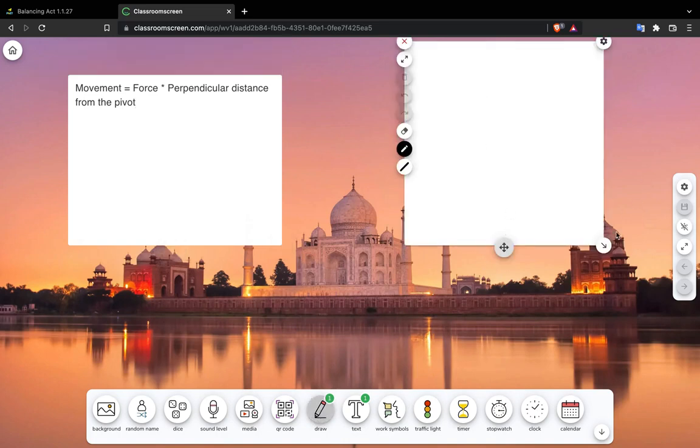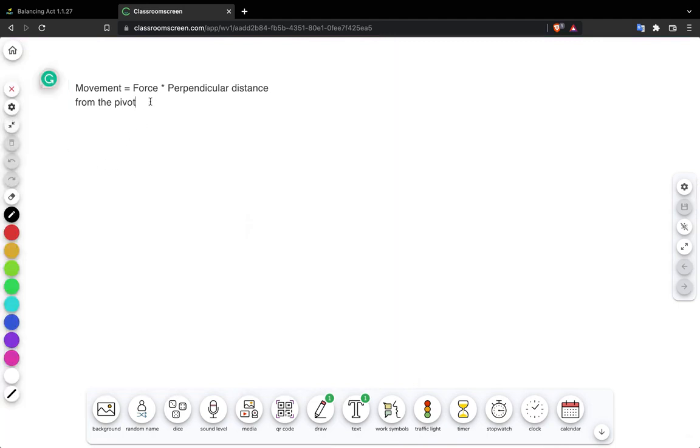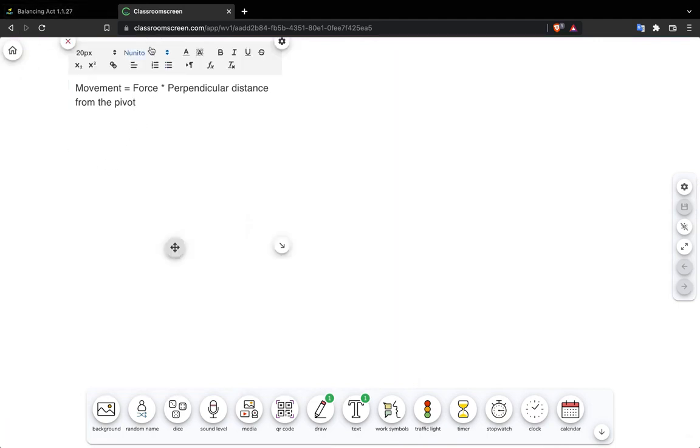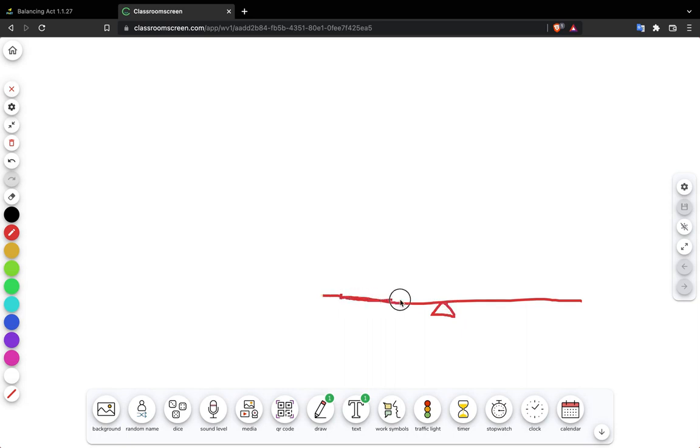Let me explain this with a diagram. I am just going to start drawing, perhaps with this color, and let's make a seesaw. Here we are, and this is the center of the seesaw, and this is called a pivot. I'm sorry if my handwriting is a little bad. I'm using my mouse.